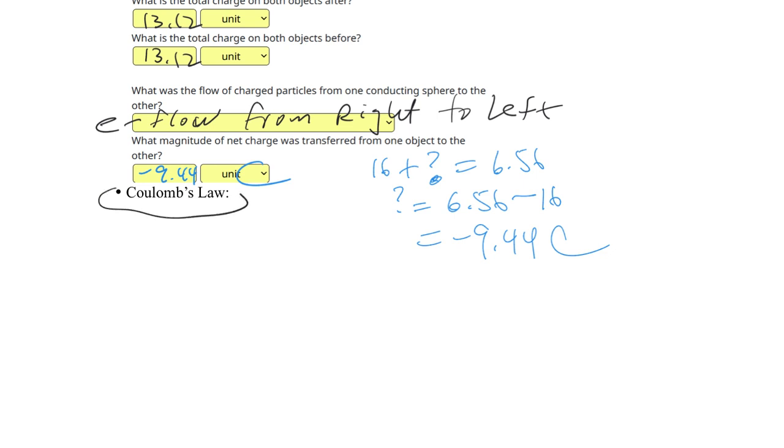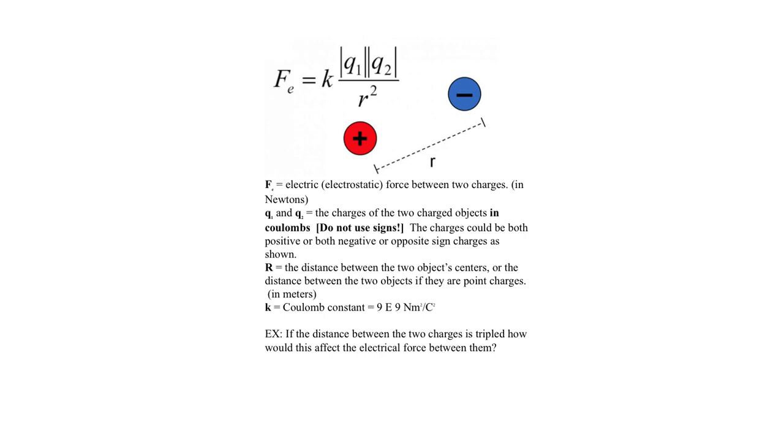Okay, next big thing we talk about is Coulomb's law. This is the most important part of this chapter. So, here's Coulomb's law. You can see Fe is electrical force. Q1 and Q2 are the two charges. They have to be in coulombs. Don't use signs. That's why I have absolute value lines around Q1 and Q2. R is the distance between the two object centers, or between the two objects that are tiny.